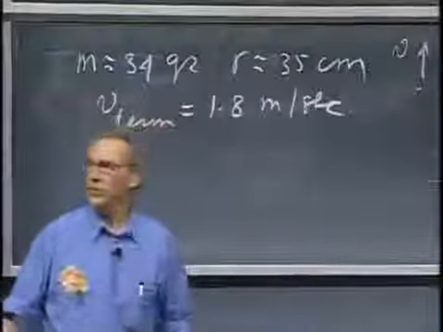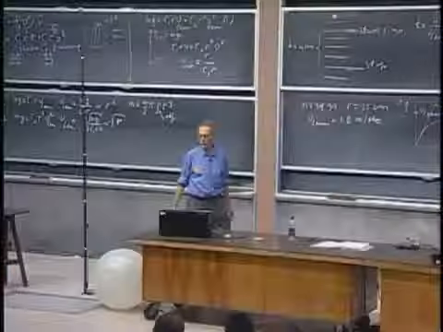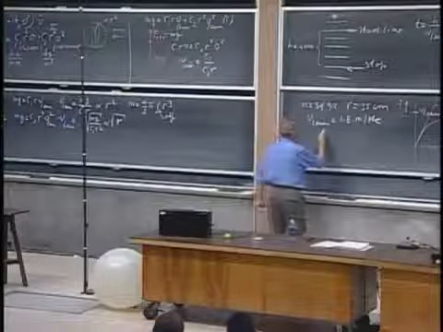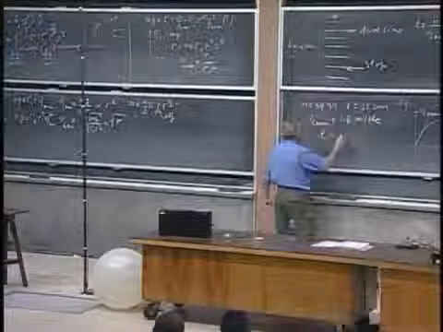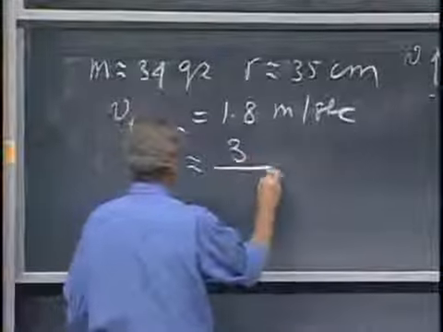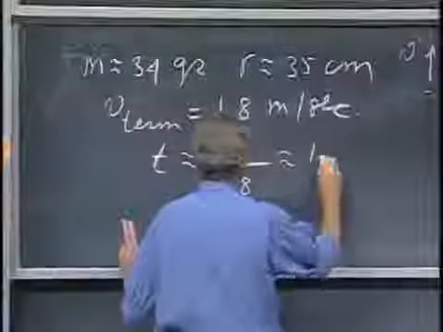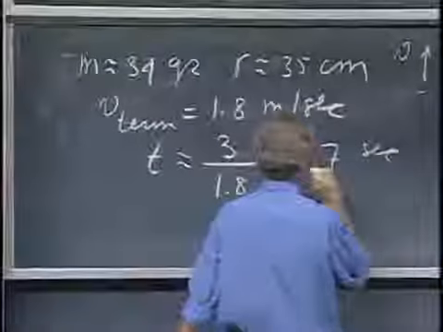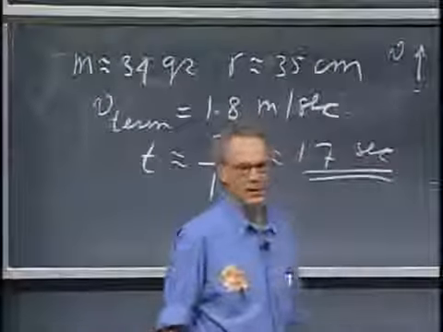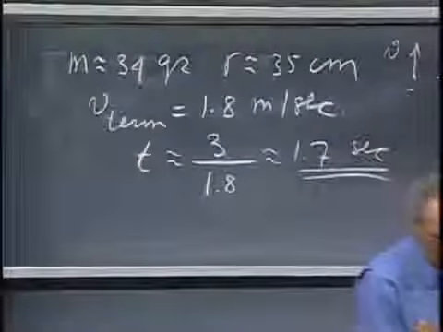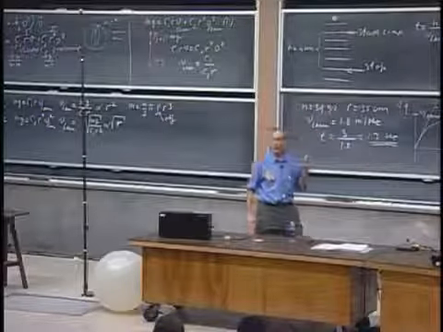So if I drop it from a height of 3 meters, which I'm going to do, then you would think that the time that it takes to hit the floor would be about my 3 meters divided by 1.8 meters per second, which is about 1.7 seconds. That's not a bad approximation. However, it will, of course, take longer.